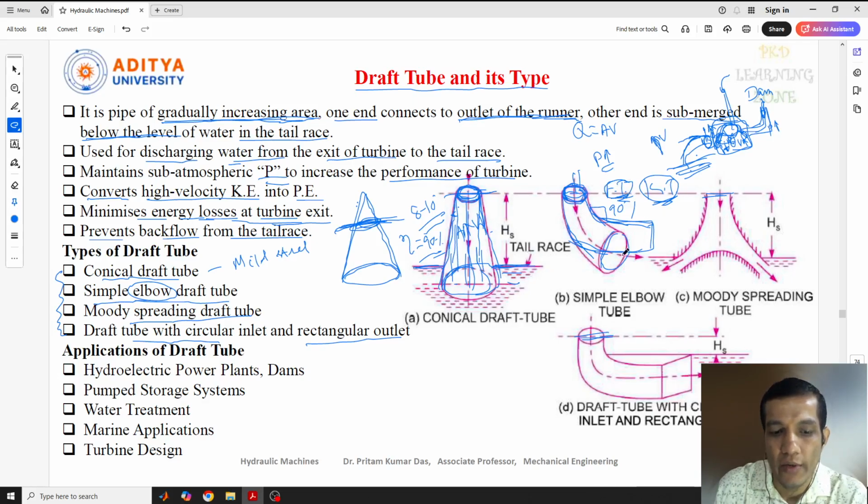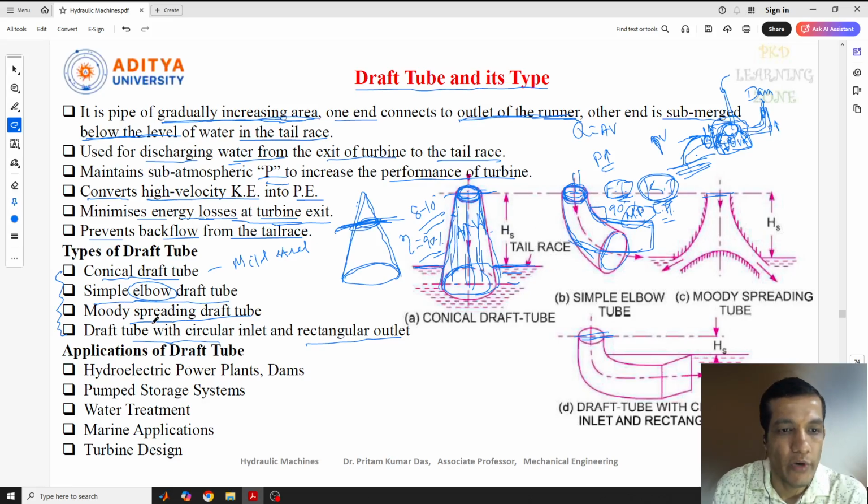And this draft tube can be used for the low head position. As Kaplan turbine is used for low head, it can be used for the low head position. For Francis turbine also, that is medium head. Okay, this is the concept of the simple elbow.